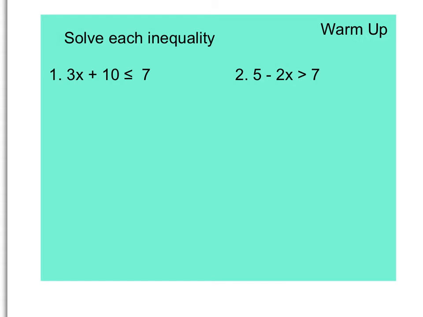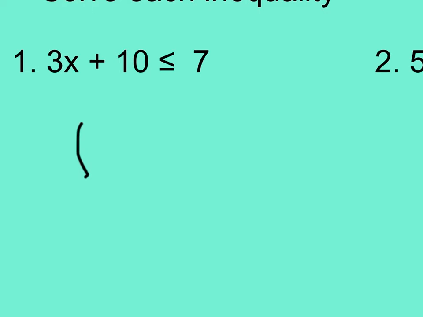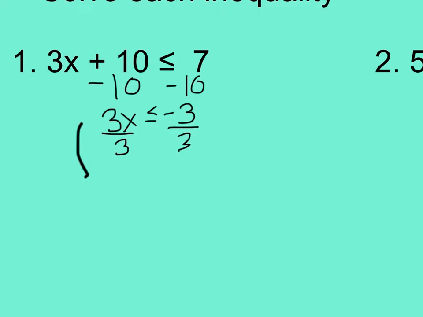Going over our warm-up for today, going back to just solving some inequalities. There's only one variable, so we're not actually graphing these on a coordinate plane. So we're solving for x in the first one. Hopefully you subtracted 10. So it would have been 3x is less than or equal to -3. Dividing by 3, x is now less than or equal to -1.